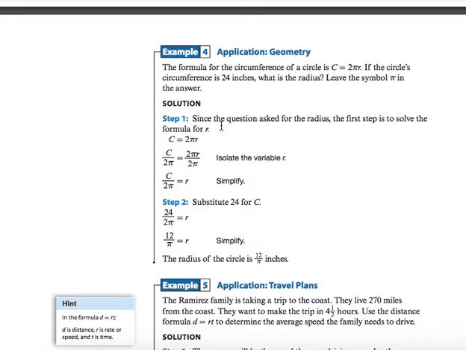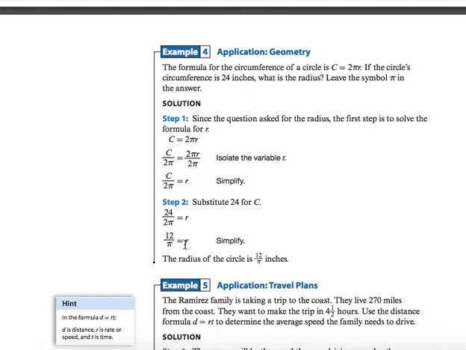That means you got to get rid of the things that are on that same side. Here you've got C and 2 pi. Well, how do you get rid of 2 pi if they're next to each other? That means multiplication. The opposite or inverse operation is to divide. You divide, and now you've got the rewritten equation right here. Now you can substitute the 24 inches for your circumference and then solve for the radius. 24 divided by 2 is 12.